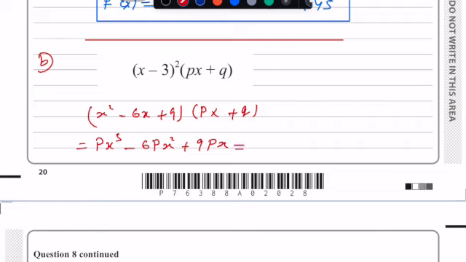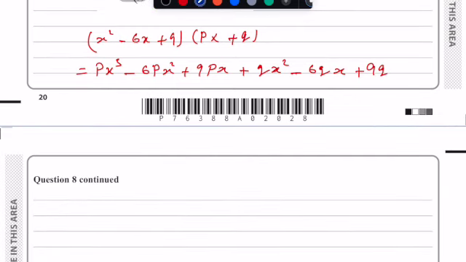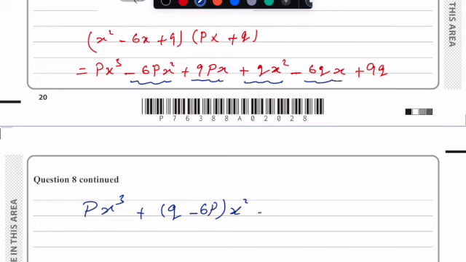Then taking q, it will be qx squared minus 6qx plus 9q. Perfect. Collect the like terms together. We have px to the power of 3, x squared with x squared, so we are going to have q minus 6p x squared. Px and x will be 9p minus 6q x plus 9q.